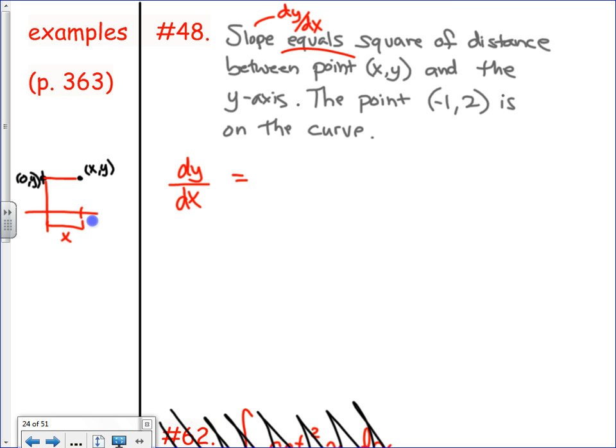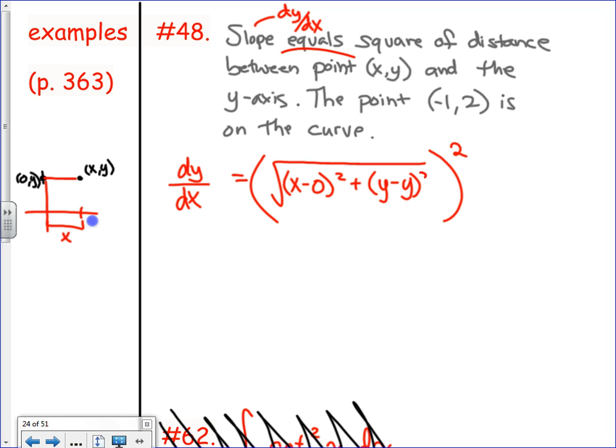Mind blown maybe a little bit, but if you want to do it the hard way, you could say the square root of the distance between the point: x minus 0 squared plus y minus y squared. That's just going to be 0. That's going to cancel out, and I'm going to end up with square root of x squared is x. All right, well, that was fun.